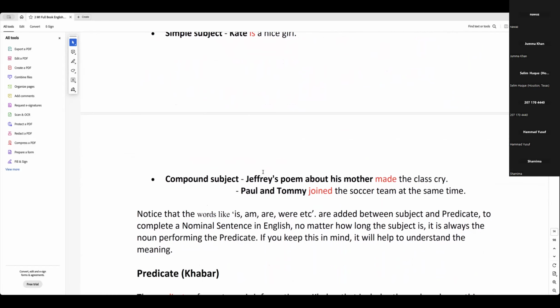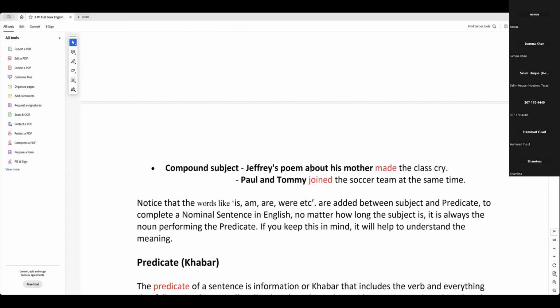Compound subject. Jeffrey's poem about his mother made the class cry. This is called... Jeffrey's poem about his mother made the class cry. So the fact is we put "made" in here, made the class cry. It becomes a compound subject here.